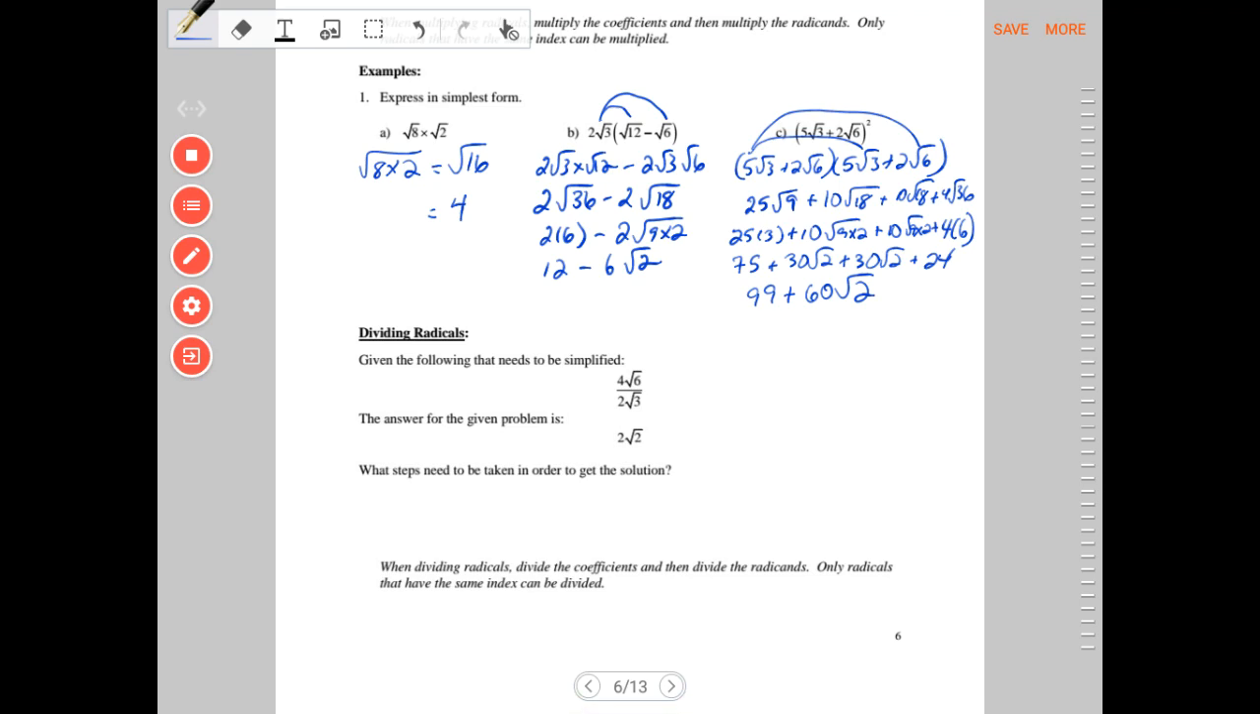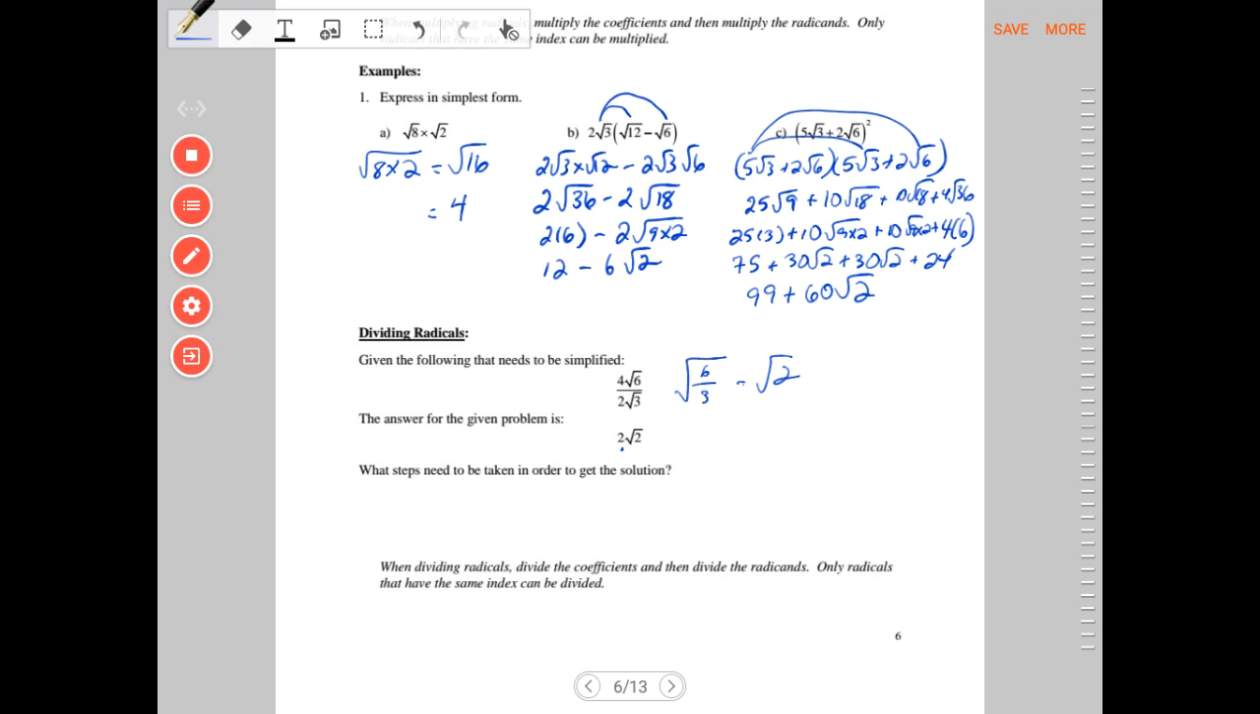Given the following that needs to be simplified, 2 root 6 over 2 root 3, the answer is 2 root 2. How do we get this answer? Well, let's see if multiplication is like division. So, coefficients with coefficients, radicands with radicands. 4 divided by 2 is 2, so that worked out. And under the root sign, we can rewrite that as root 6 over 3. Because again, they both have the same index. So 6 divided by 3 is 2. So yes, indeed, it will work.